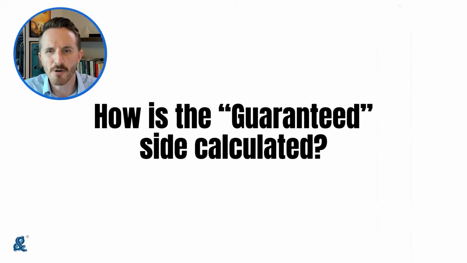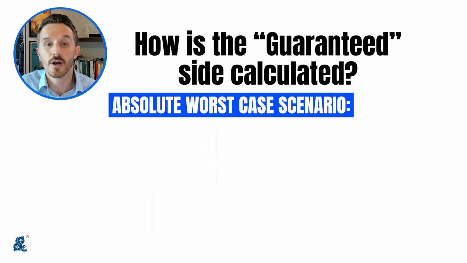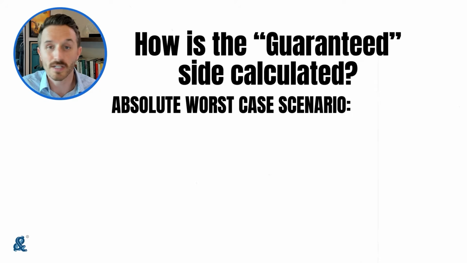So how is the guaranteed side calculated? In an illustration, you're going to see that there's a guaranteed part of the ledger, and then there's a non-guaranteed part. The guaranteed side means what it sounds like: it's a minimum contractual obligation that the carrier has to you. The guaranteed is the floor of a whole life policy. It's the absolute worst case scenario.